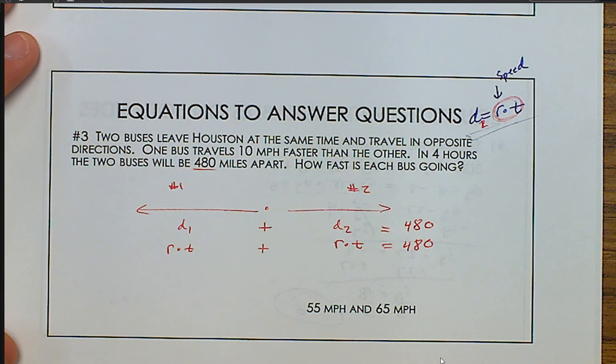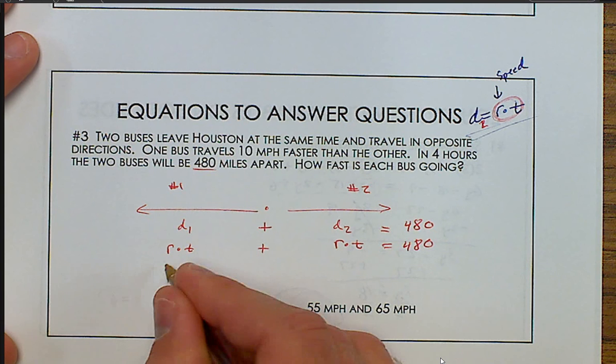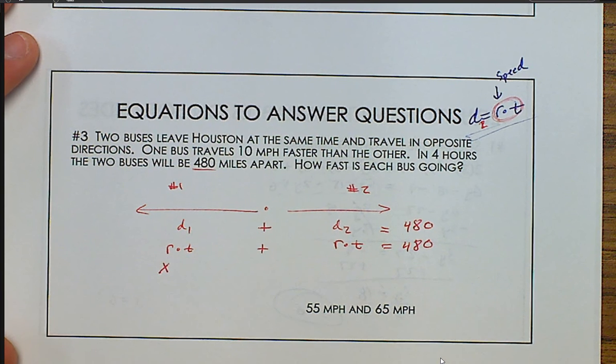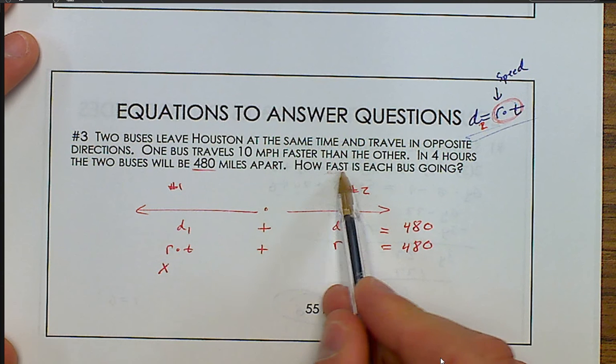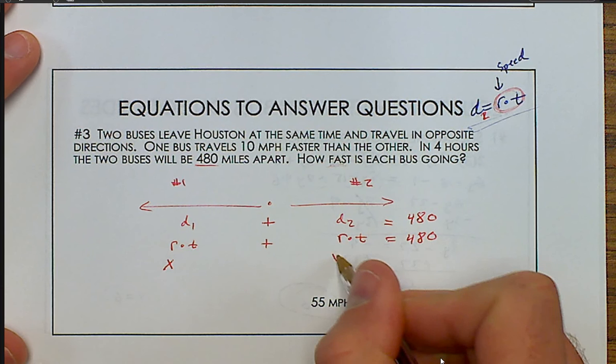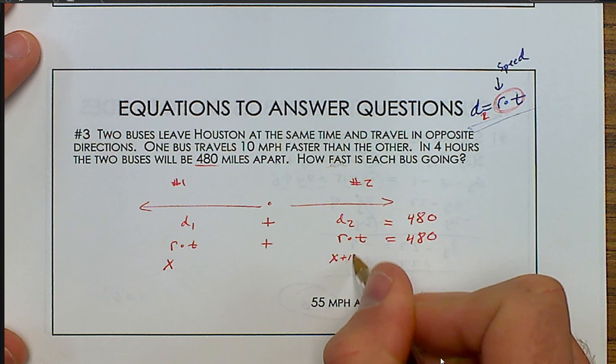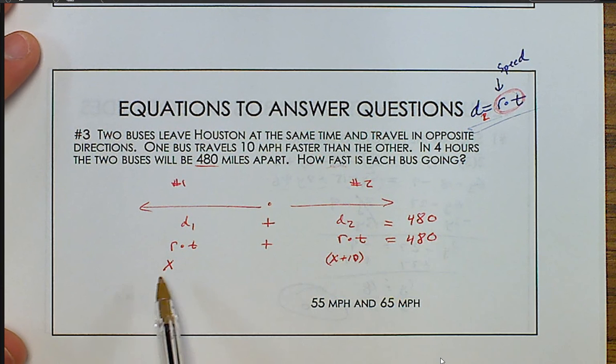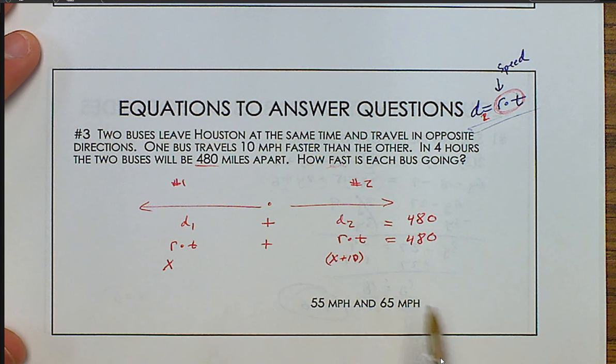Now, it says one bus travels 10 miles an hour faster than the other. So when we try to figure out what to put in for r, I'm going to put x. We don't know what the speed is. That's what we're trying to figure out, right? How fast is each bus going? So I'm going to call this x. Well, if one bus is going 10 miles an hour faster, this one has to be x plus 10. Now, someone may ask me, well, could this one be x plus 10 and this one be x? It could. So it doesn't matter where you put the plus 10 on this problem.